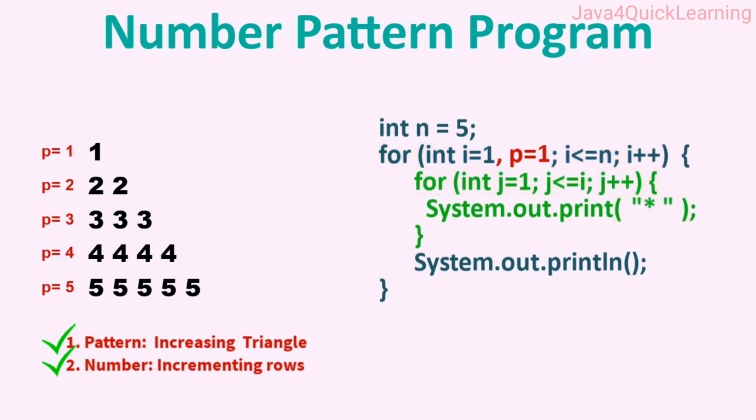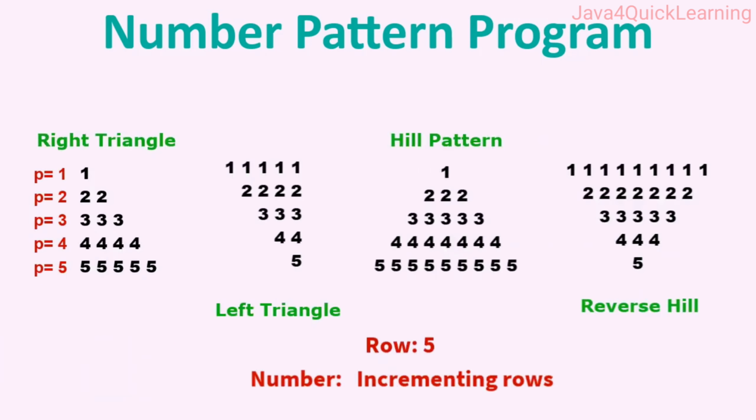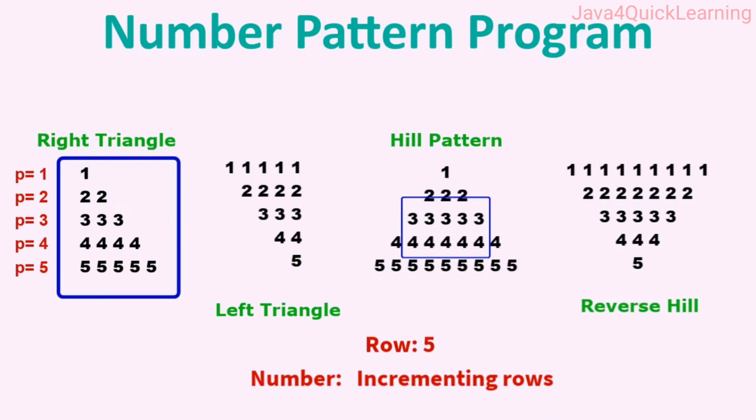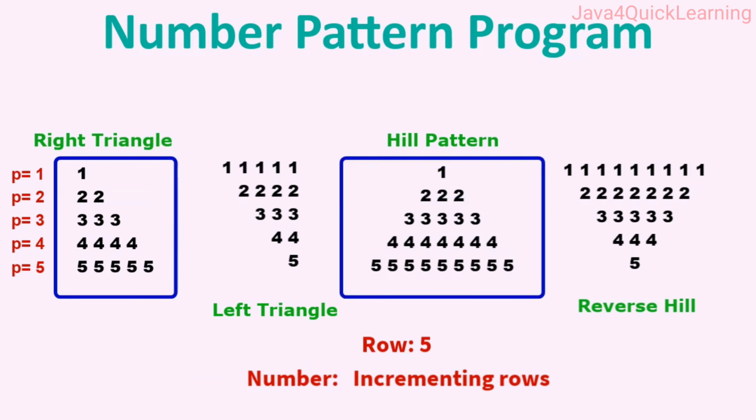We will use another variable p in the outer loop and initialize it to the first value that is expected, which is 1 here. In the increment section, we will increment it every time it goes to the next row. Inside the inner loop, we will print the variable p now. When you run it, it will give an output like this. The same logic we can use for any shape which has incrementing rows, like for example, the right-sided triangle or hill pattern or any other pattern.